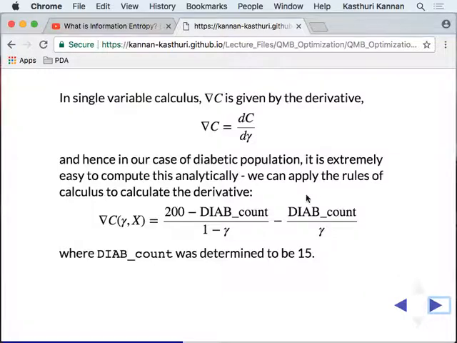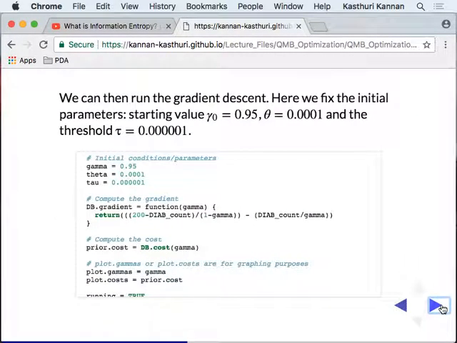And for a single variable, the gradient is extremely simple. It's the derivative of the function, right? So in our case of diabetic population, we know what the cost function is. It is the log likelihood, and you can take the derivative of the function, which is 1 over the value of that. So you have this function, right? It's pretty easy, the gradient of the cost function. So we can run this with this cost function. You have an initial gamma, you have that learning parameter theta, and you have the tau, the precision, and you can write this cost function.